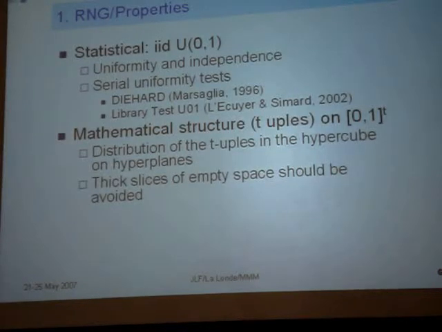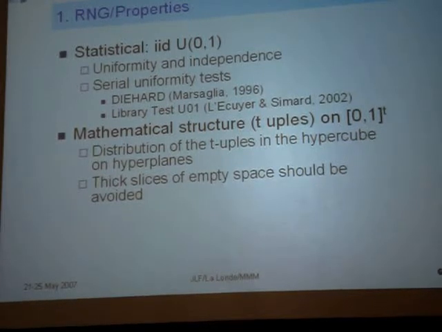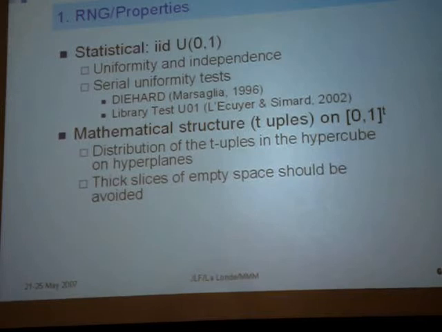So, what do we want? What are the properties we expect from a good random number generator? First, we expect good statistical properties. We want IID uniform 0, 1. So we need to test uniformity and independence. And when I say uniformity and independence, I mean in several dimensions, not only in one dimension. And there are famous serial uniformity tests to do that, especially the Diehard by Marsaglia and this one, TestU01 by L'Ecuyer and Simard.